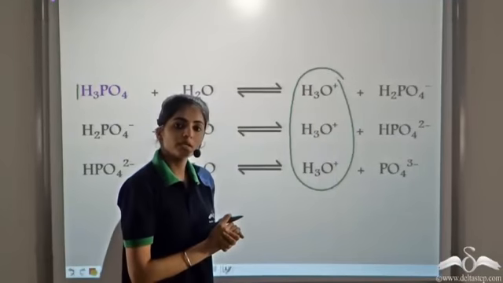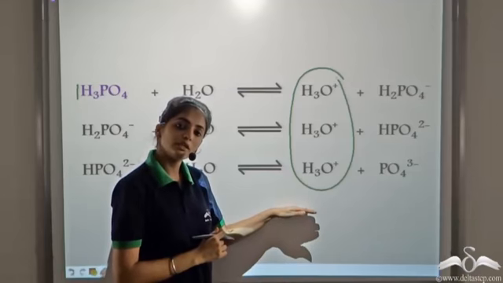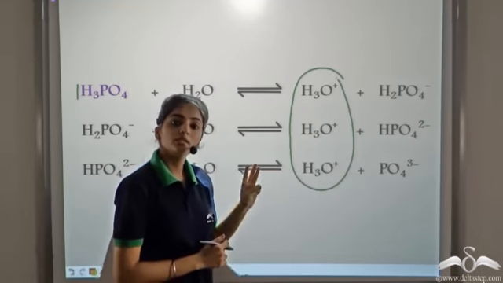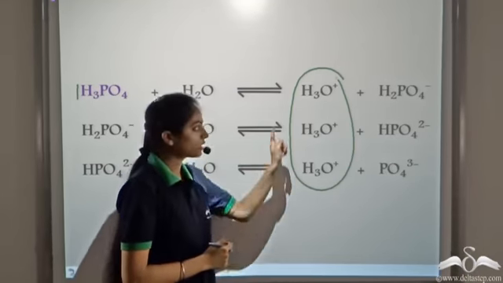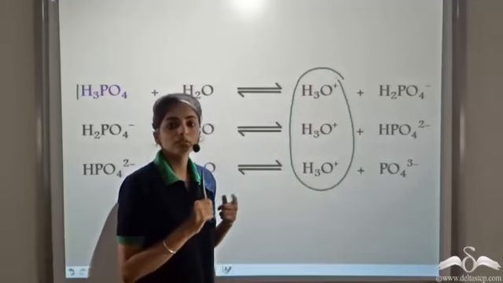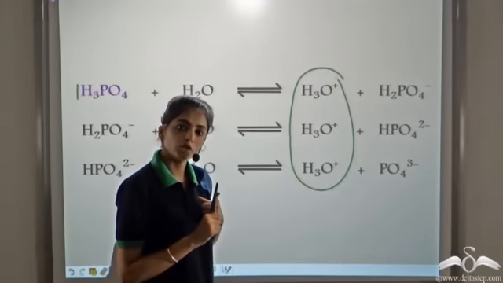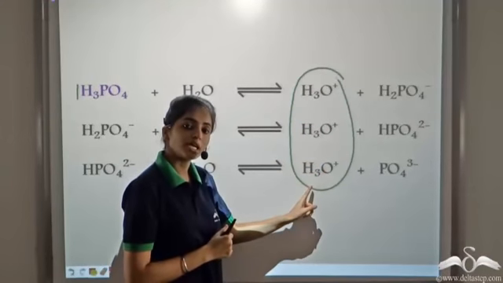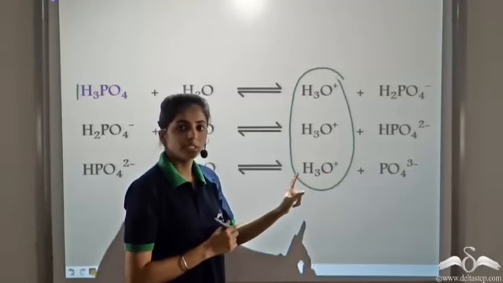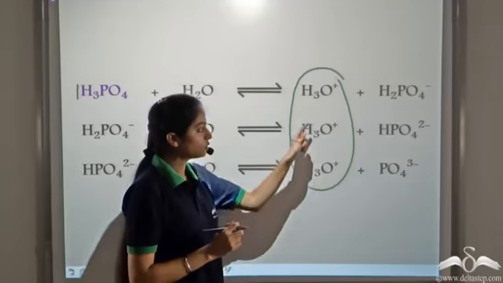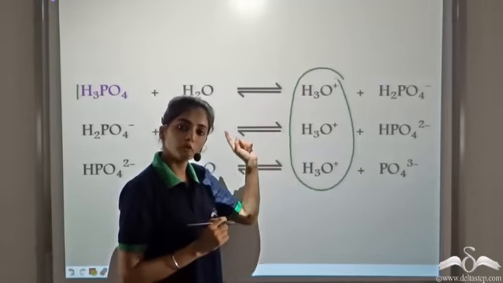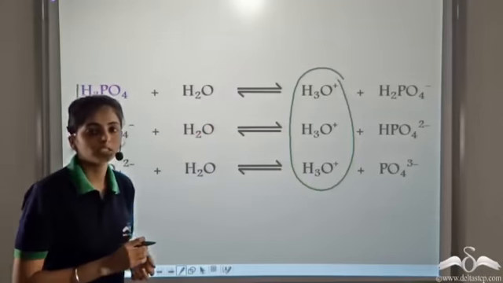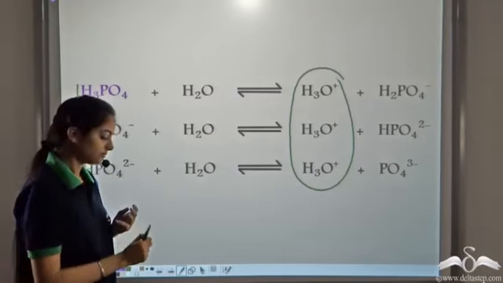So how many OH minus ions do we need to completely neutralize it? We need 3 OH minus ions to completely neutralize one phosphoric acid molecule. So in this case, the basicity of phosphoric acid is 3.